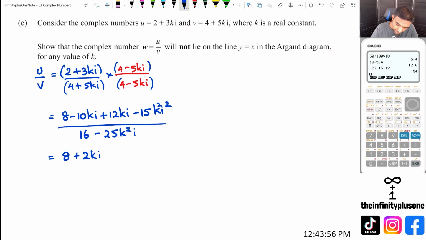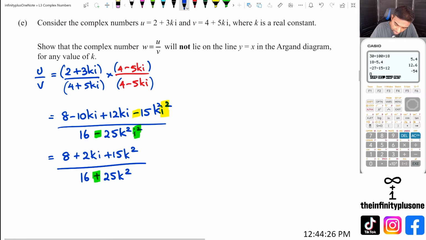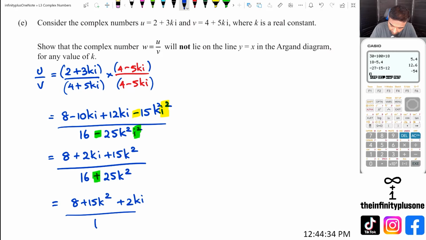i squared is negative 1, so this is the negative 1 here. So this negative 1 times the negative, that's going to give me a positive. So that's going to become positive 15k squared divided by, and I just realized that I forgot another i squared there. Then I should get in the denominator 16 plus 25k squared. Because, again, this i squared is negative 1, this is negative, so that changes it into a positive. So, simplifying this, I've got 8 plus 15k squared plus 2ki divided by 16 plus 25k squared.